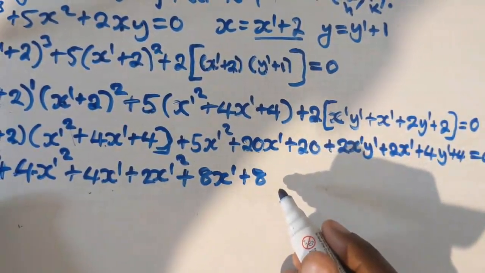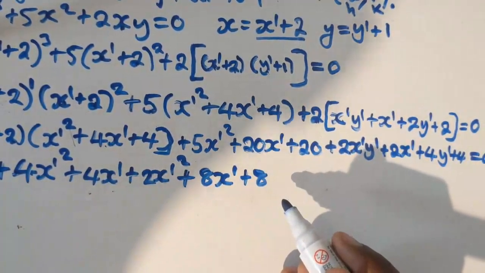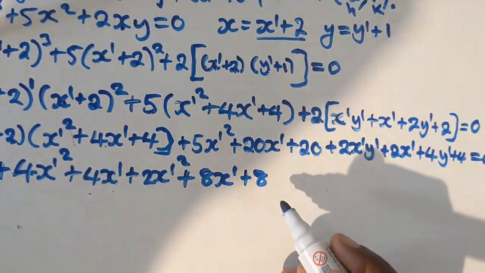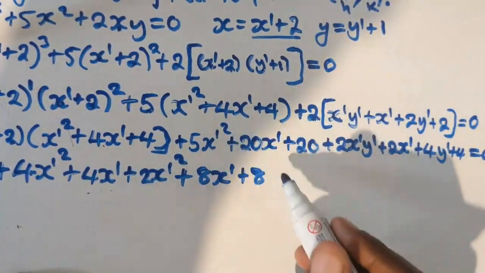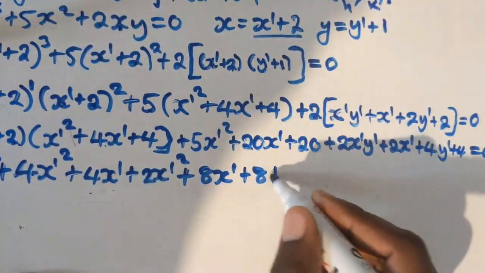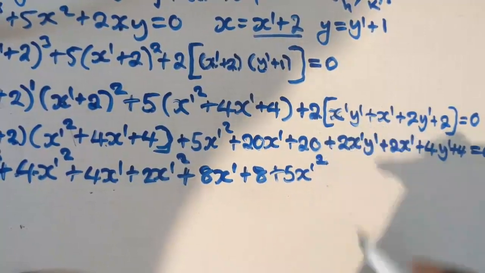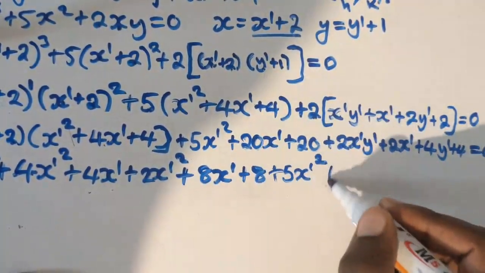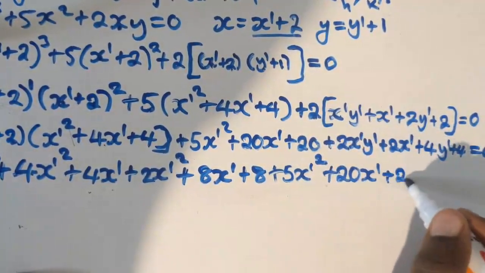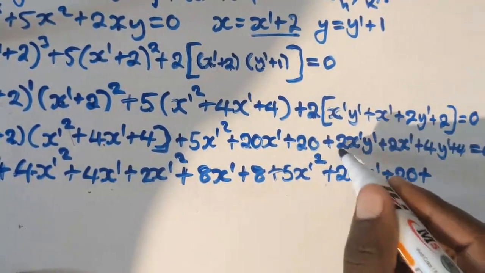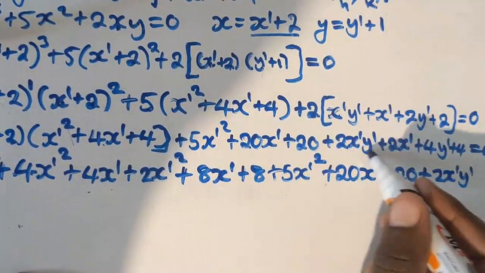I know it might be confusing and a little bit long, but you need to take your time. Make sure that you don't make mistakes. So from here you're going to say this is 5x prime, but it is to the power 2. Then this is plus 20, plus 20x prime, plus 20. Plus this is 2x prime y prime.